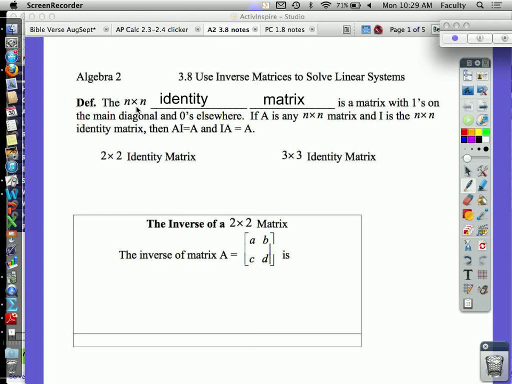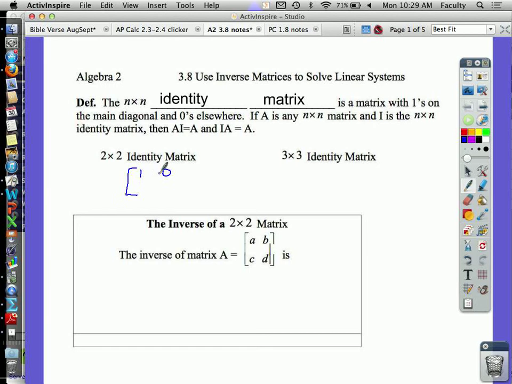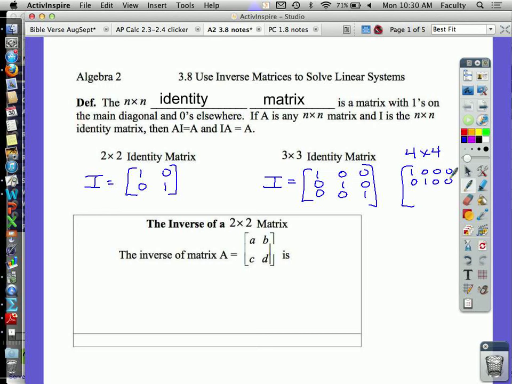It's a square matrix. So let me draw a 2 by 2 identity matrix, and we call it capital I. A 3 by 3, and it's saying that in the main diagonal are ones, and everywhere else are zeros. Let's even go to a 4 by 4 so you can see the pattern. So this is called the identity matrix.